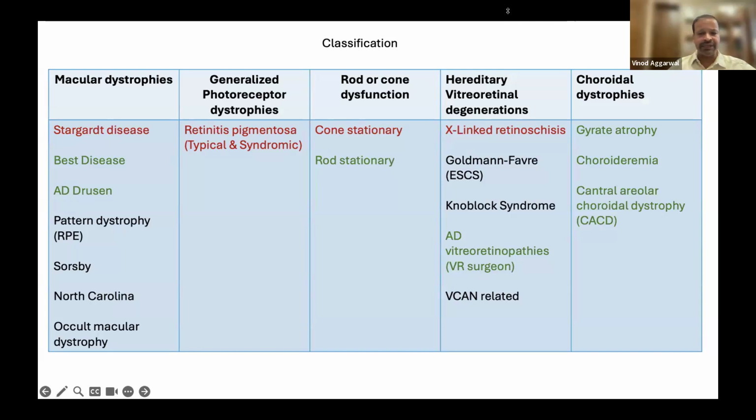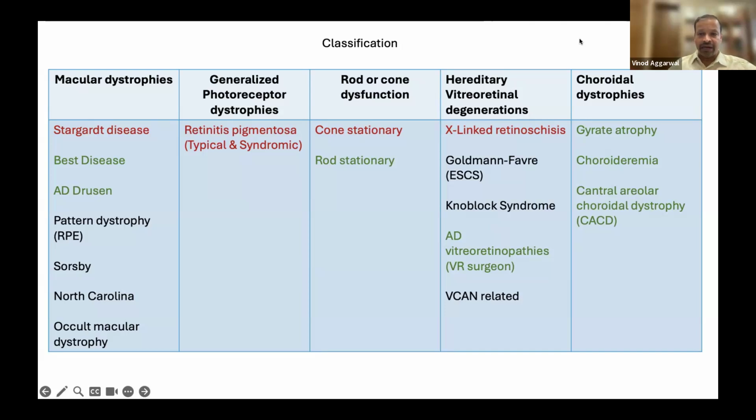But these are the general guidelines, where you have dystrophies which are limited to the macular area. Then you have generalized photoreceptor dystrophies. Then you have photoreceptor dystrophies which are stationary, which can be rod or cone dystrophies, while on the other hand, the generalized photoreceptor dystrophies tend to be progressive. Then you have hereditary vitreoretinal degenerations and choroidal dystrophies.